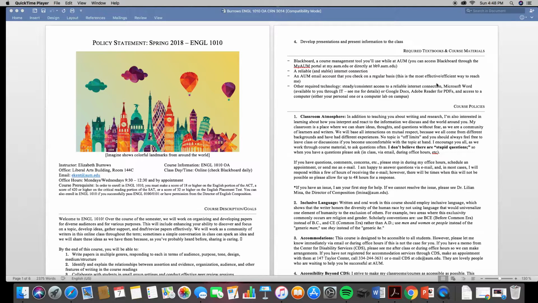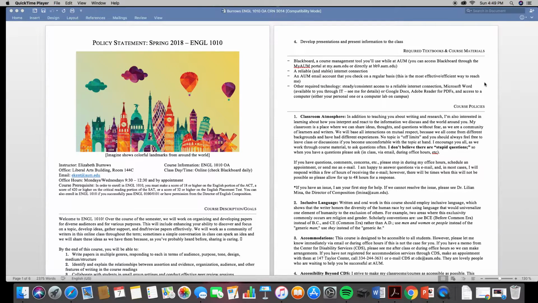Right. Important information here: required textbooks and course materials. Obviously, Blackboard is super important. You can access it through my AUM, but you can also go directly to bb9.aum.edu just in case my AUM is not working. That's not a good enough reason to not log into Blackboard. Go directly to Blackboard and log in if my AUM is not working for you right away. One of those two ways should work.